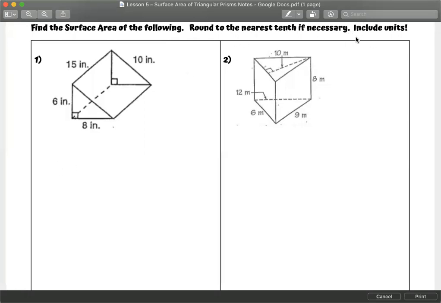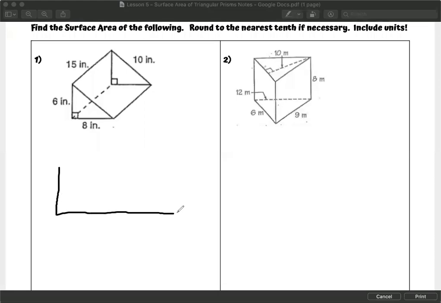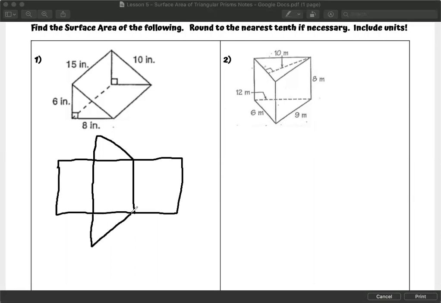So if I'm going to draw out a little net, excuse the not perfectness of these lines, it should have three lateral faces, 1, 2, 3. And then it should have two bases, one on the top, one on the bottom, and the bases are triangles.